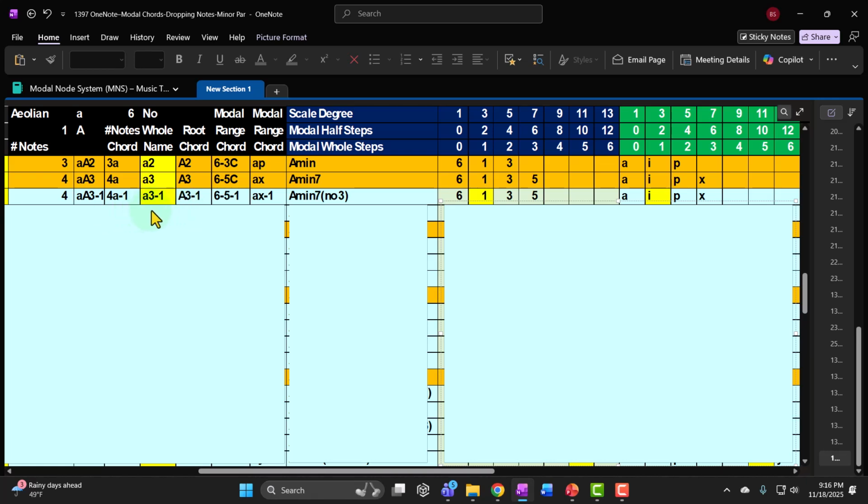I think the A3 negative 1 would be more consistent because we're going to say you go 3 modal whole steps up from the root, taking you to the mixolydian. That's 6 modal half steps plus 1, the 7th scale degree. Drop the one that's 1 modal whole step up, which would be 1 modal whole step, 2 modal half steps plus 1, the 3rd scale degree. Those are the measurement terms up top.